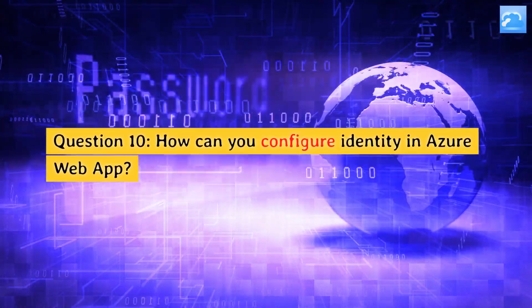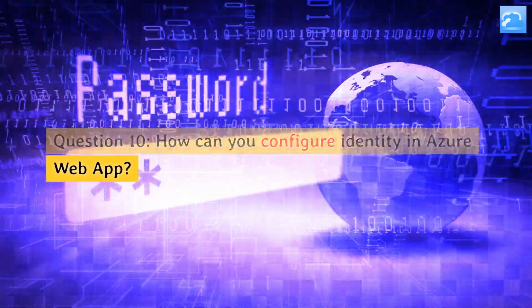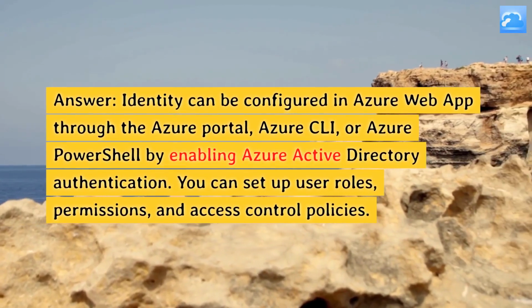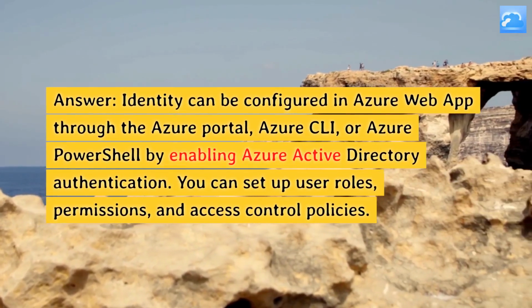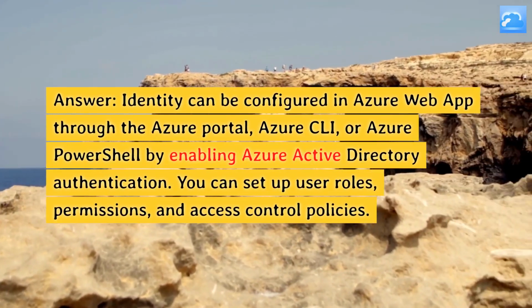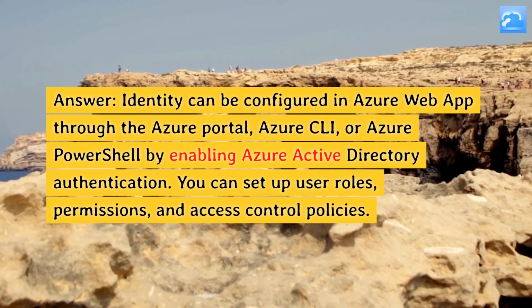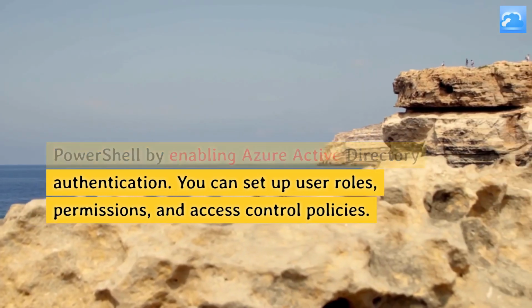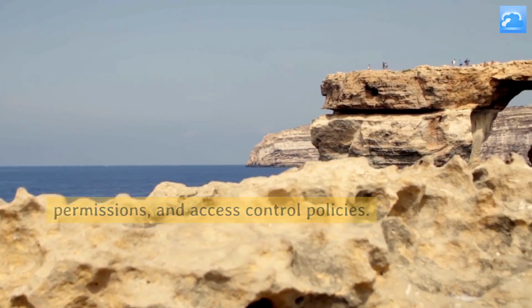Question 10. How can you configure identity in Azure Web App? Answer. Identity can be configured in Azure Web App through the Azure portal, Azure CLI, or Azure PowerShell by enabling Azure Active Directory authentication. You can set up user roles, permissions, and access control policies.